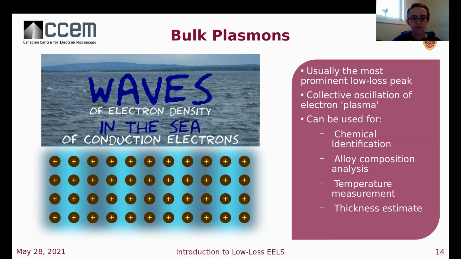It can exist in metals, semiconductors, and insulators, although all of these are going to have very different energy ranges and very different damping factors, which determine the width of your peak. So the bulk plasmon is a very prominent low loss signal. It's almost impossible to not find it if you know roughly what energy it should be at, and it can be used for several different things, including chemical identification, composition analysis of an alloy, temperature measurements, or thickness estimations.